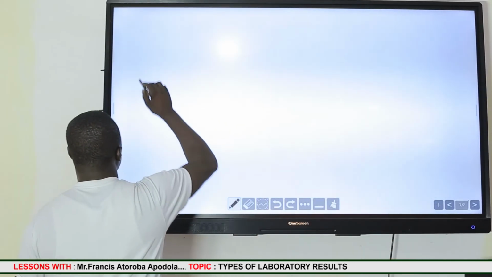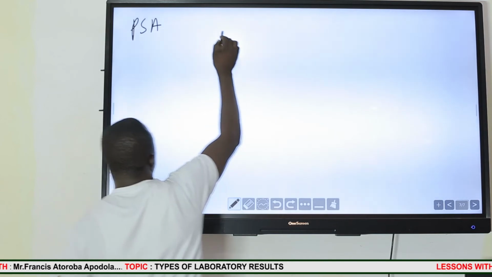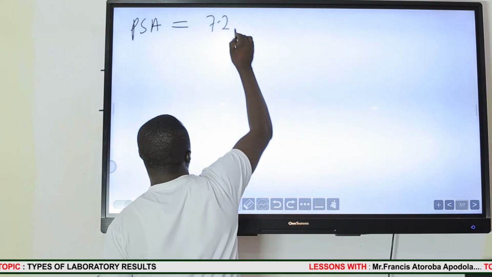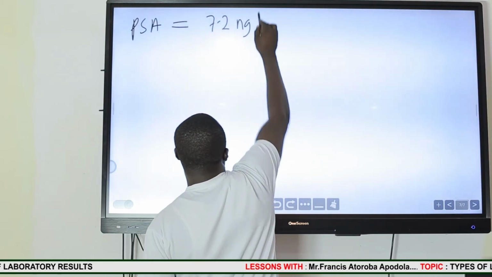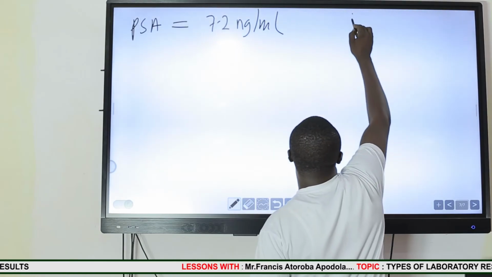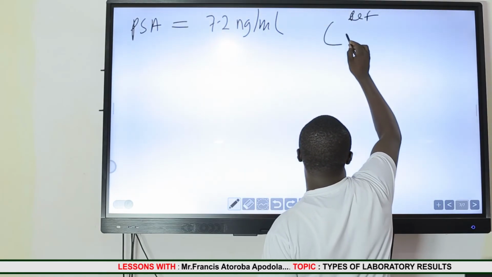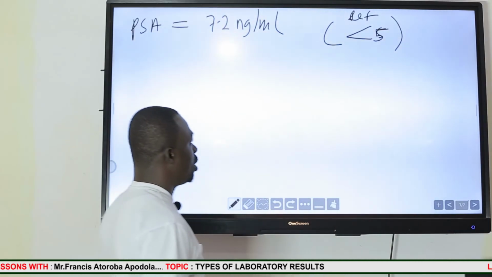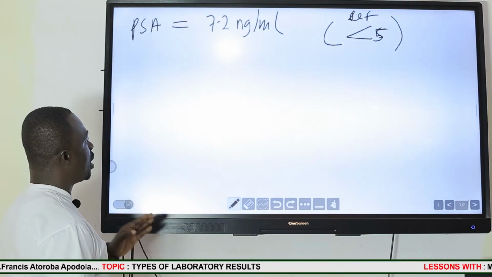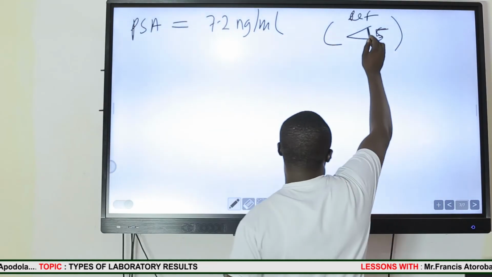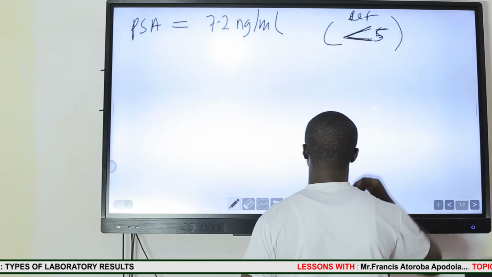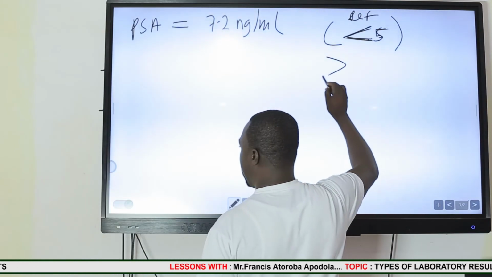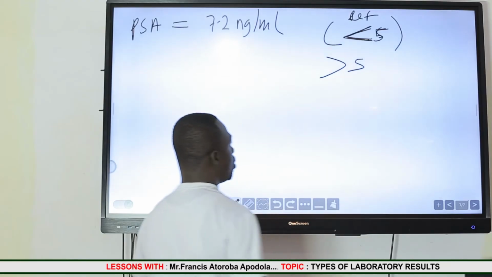So take for instance the PSA report of a patient is, let's say, 7.2 nanogram per ml, and the lab scientist says that the reference range for this particular patient is less than 5. If the reference range is less than 5, what it means is that all results that are less than 5 are considered to be normal. However, all results greater than 5 are considered as abnormal.